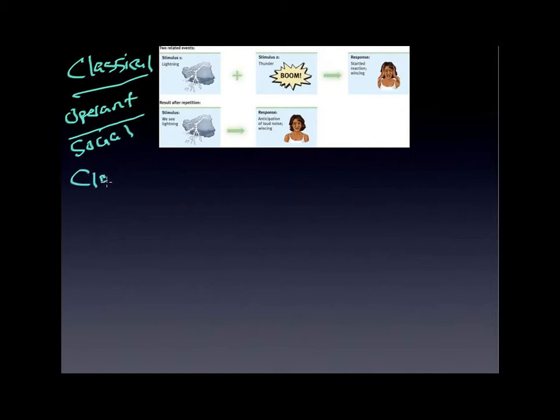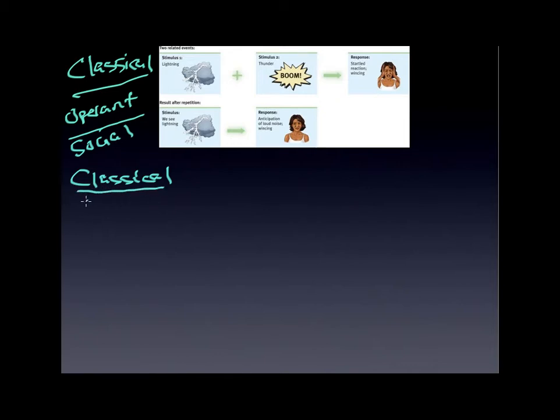We've got classical conditioning, which is a linking of stimuli. And then we also have operant conditioning, which is a response and a consequence. And then we also have social or observational learning, which we will tackle at a later point in time. So the key to understanding classical conditioning is what is pictured in this illustration above.